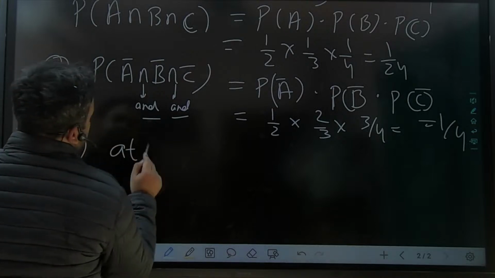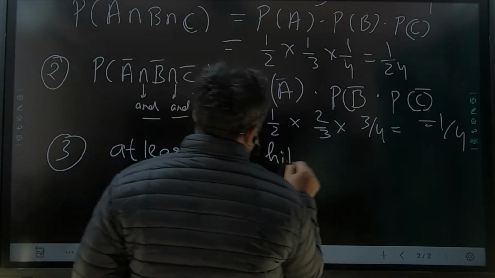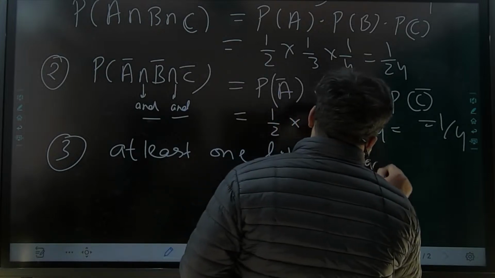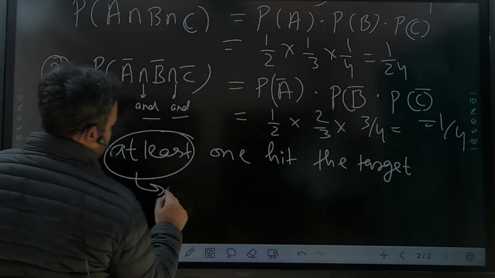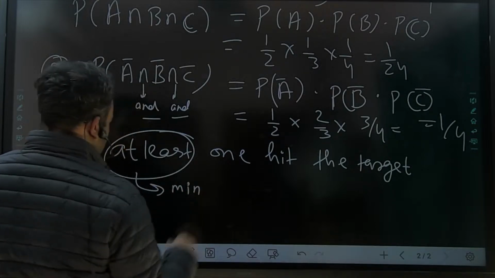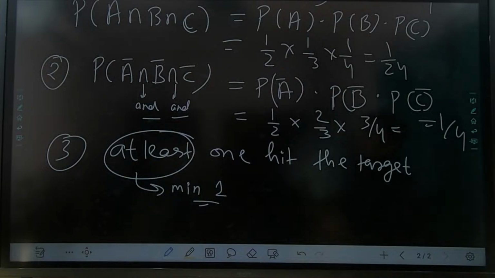So we have to find the probability that at least one hits the target. At least means what? Minimum one, because three people are there. So minimum one has to hit the target, meaning the target has to be hit by any one of them, or two of them, or three of them.